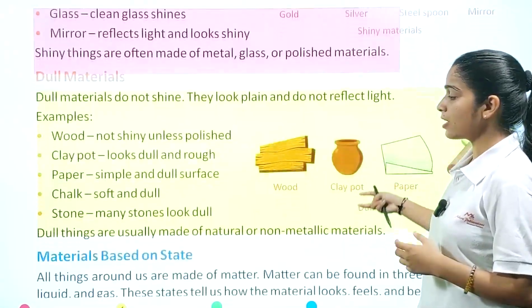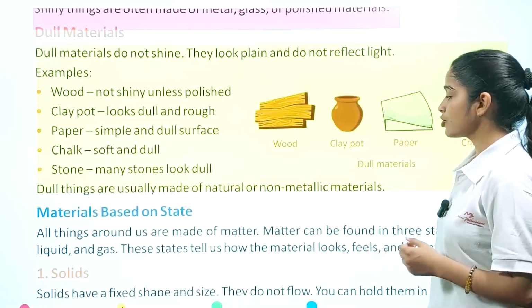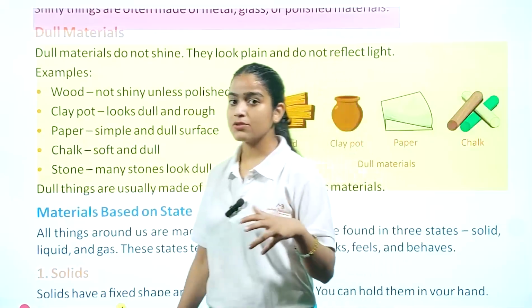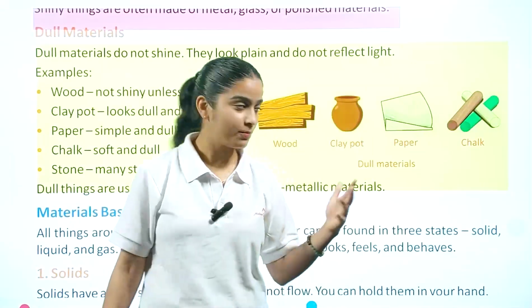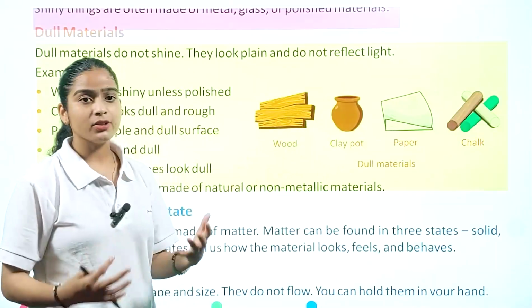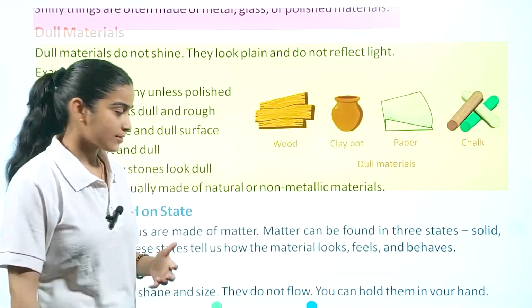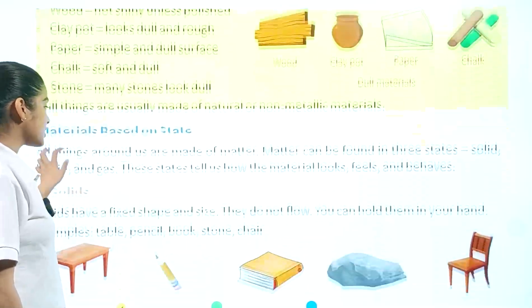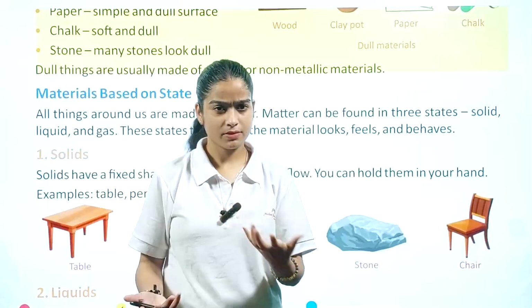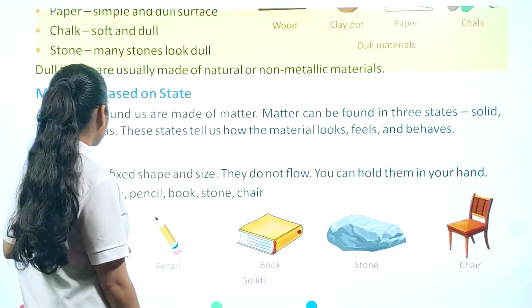And dull things are usually made of natural or non-metallic materials. So made up of natural means those things which are given by nature. For example, wood, clay pot, paper, chalk. These are all natural things. Okay. Next we have materials based on state. State means liquid state, gaseous state, right? Or solid state.